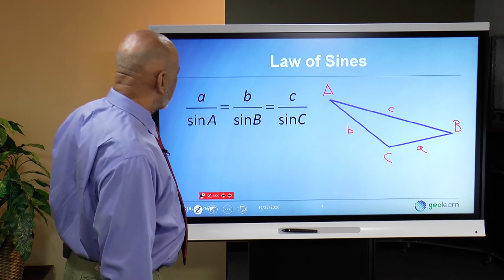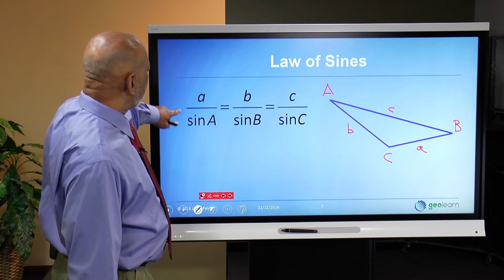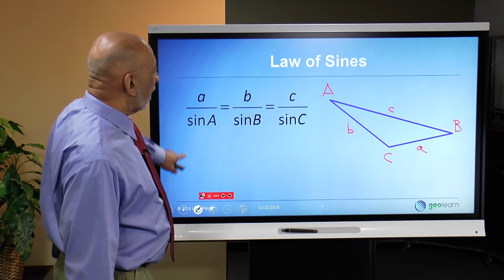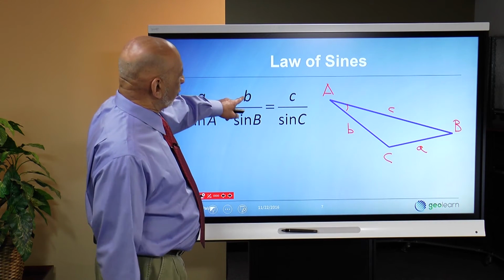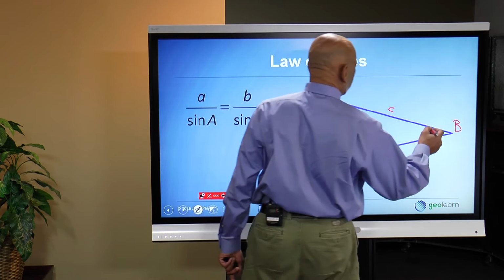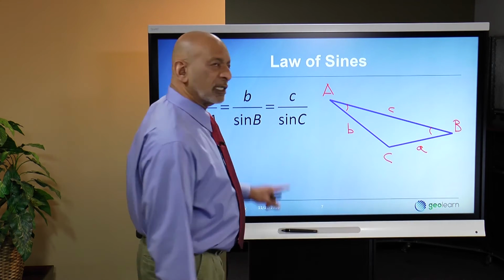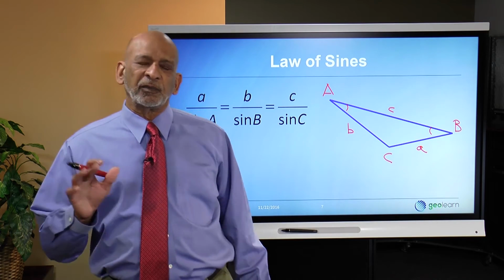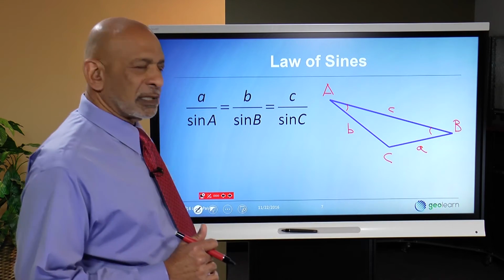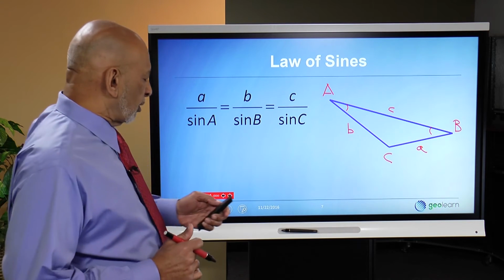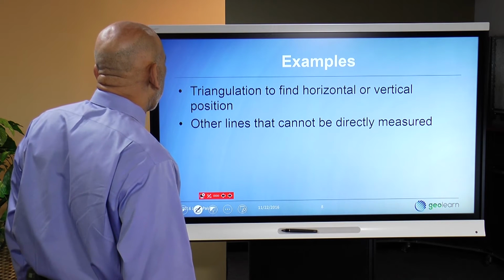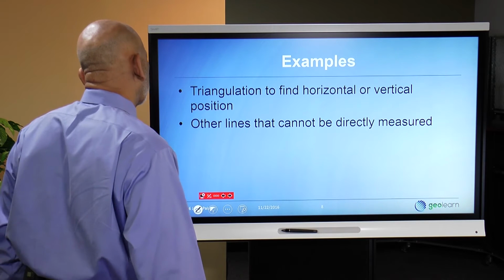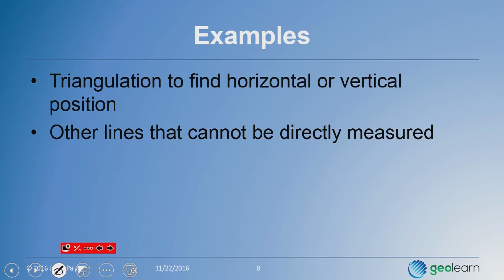So what this is saying is that if we take the length of side a and divide it by the sine of angle A, which is this angle here, and then we took the length of b and divided it by the sine of B, which is this here, we would get the same result. We don't know what that result is, but we know it would be the same. And then the same could be said with c over the sine of C. So this is a really important law that you need to remember exists. Some of the examples are when you're doing triangulation to find a horizontal or vertical position, or other lines that cannot be directly measured.